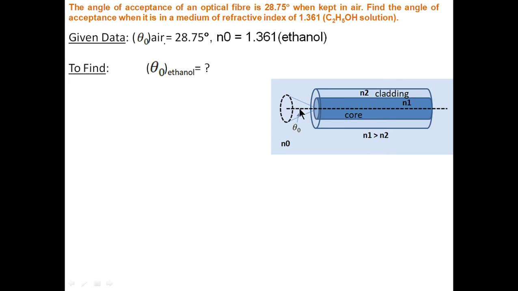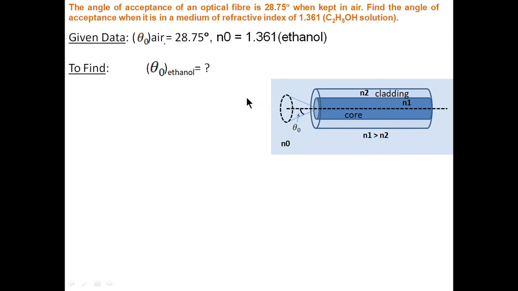When light enters, it has to go through total internal reflection and the critical angle conditions. When N0 is air, you have the acceptance angle as 28.75 degrees. But the same fiber is kept inside a medium with refractive index 1.36. What is theta naught? That is the question. It is ethanol. When you keep the optical fiber inside this ethanol, what is theta naught?